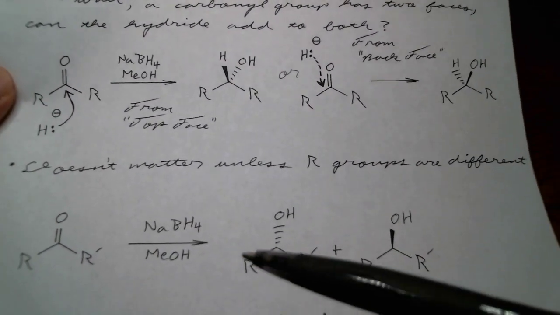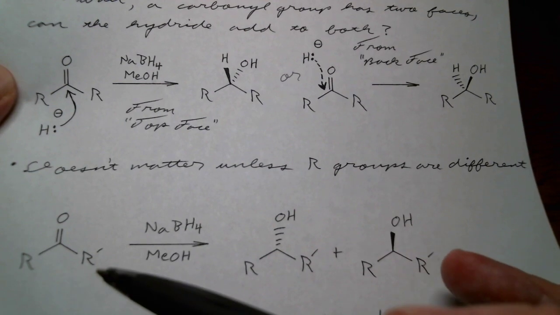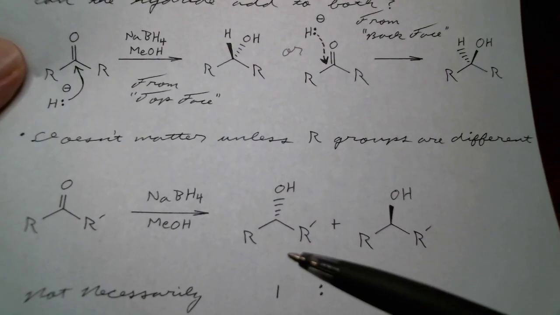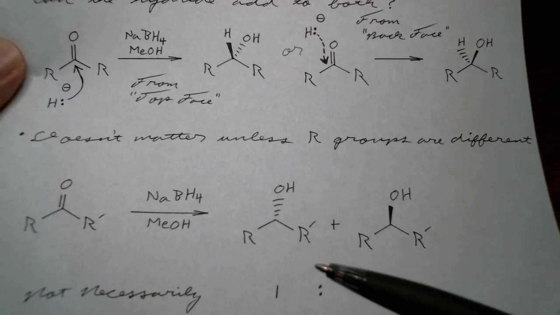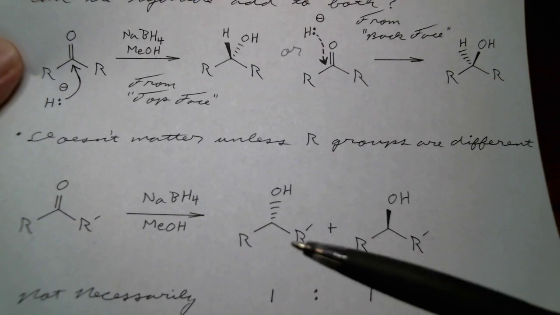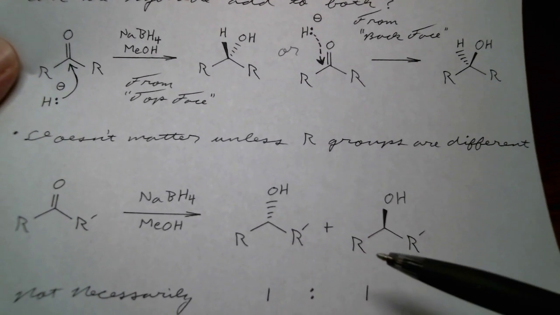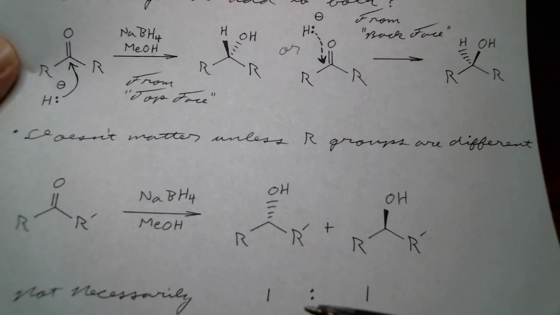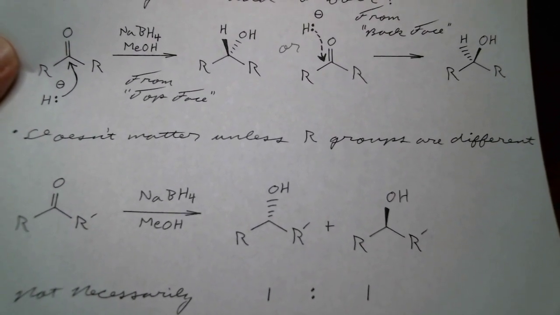So say you have an R and an R prime, then you will get a mixture of isomers, stereoisomers, and it's not necessarily 1-to-1. If they're enantiomers, yes, they would be 1-to-1, but if they are diastereomers, it may be a different ratio.